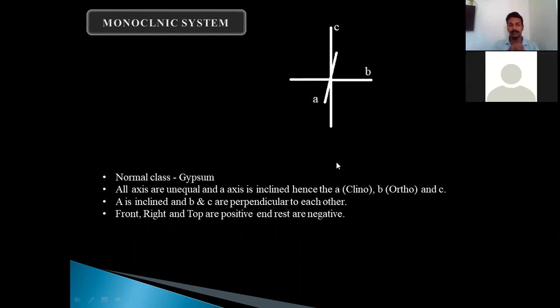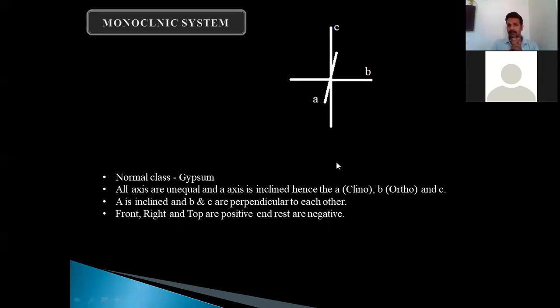But in the monoclinic system, the perpendicularity has been distorted, and the axis which we refer to as A, which runs from observer to back, will be inclined towards the observer. Okay, so it will be inclined towards you, not away from you. So you have to arrange the crystallographic axes in such a manner that the inclined axis inclines towards you, and its front end will be A positive, whereas the rear end will be A negative.